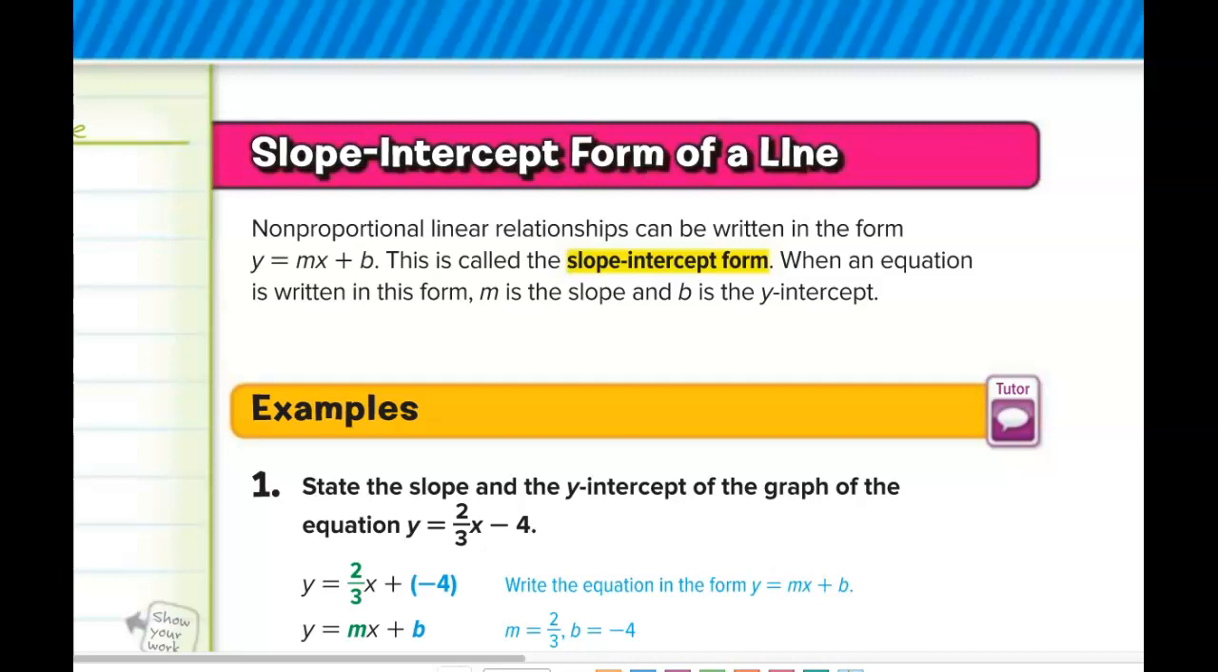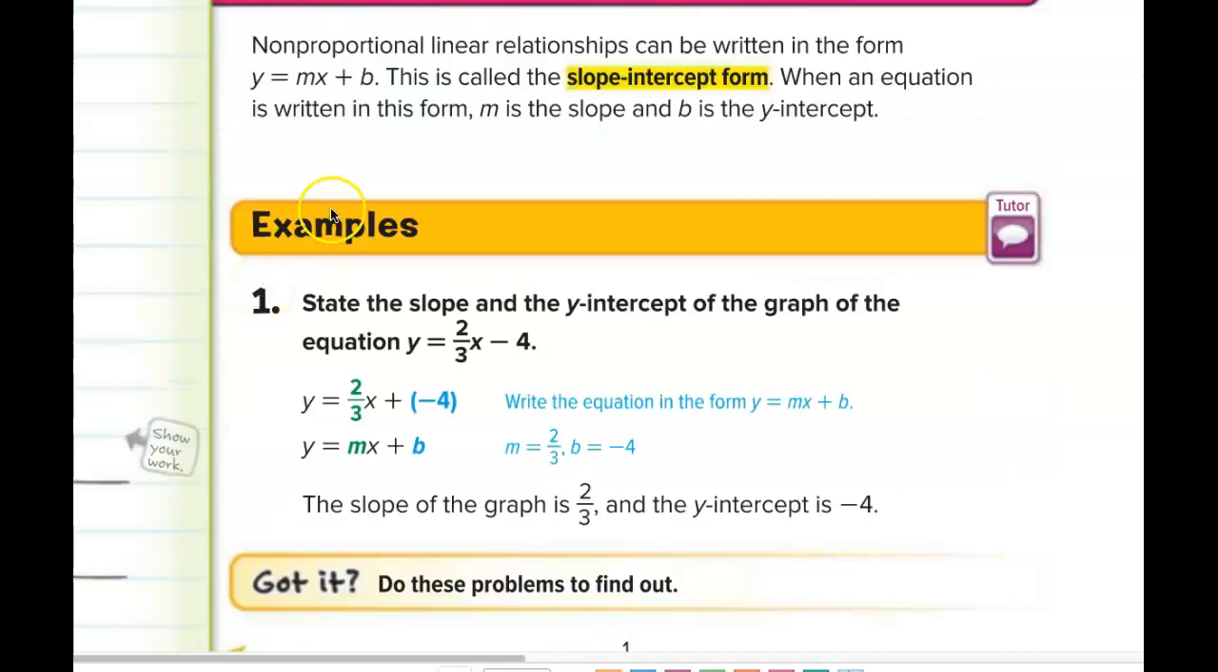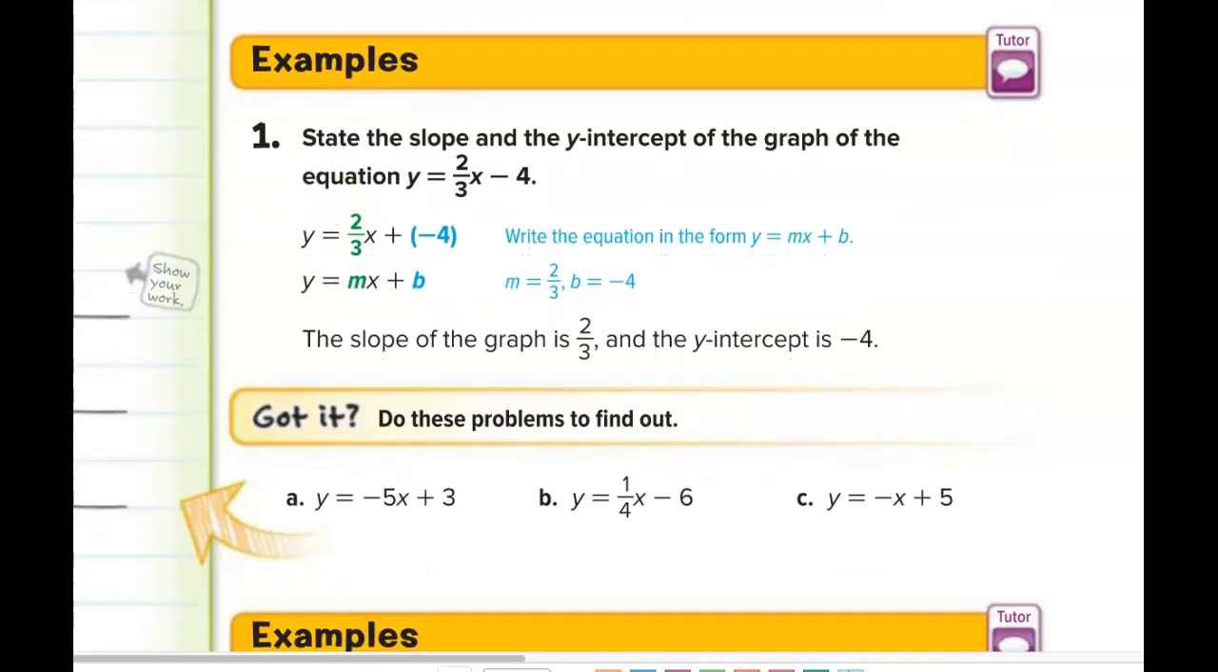A mathematician worked really hard to get it to this form. Okay? So, example 1. We have to state the slope and y-intercept. If the bell rings, please stay seated. We still have homework.